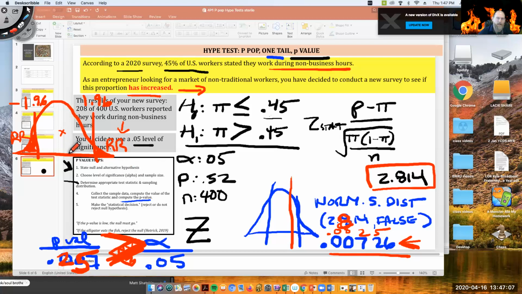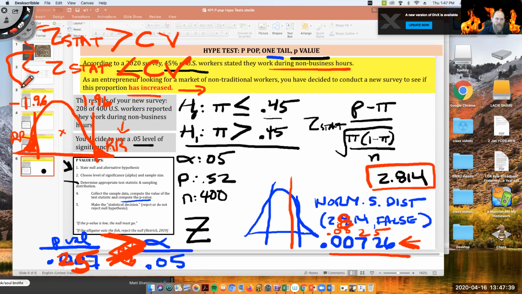Another way of putting that, we could say if the z-stat is greater than the critical value on the right-hand side, or the z-stat is less than the critical value on the left-hand side, then we would reject the null hypothesis. But if it isn't, we won't. So this up here is the same thing as this down here.